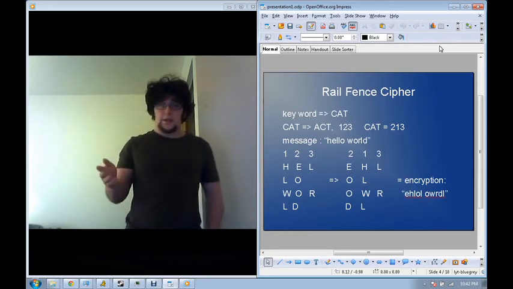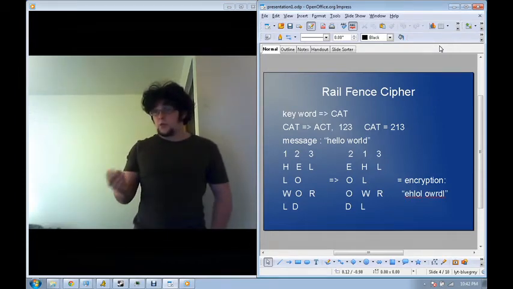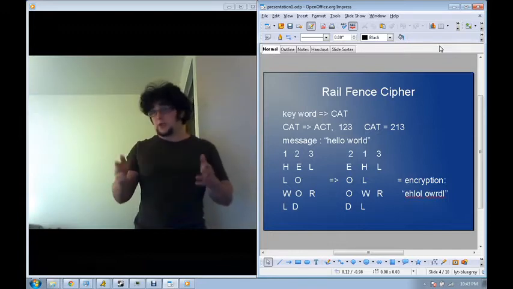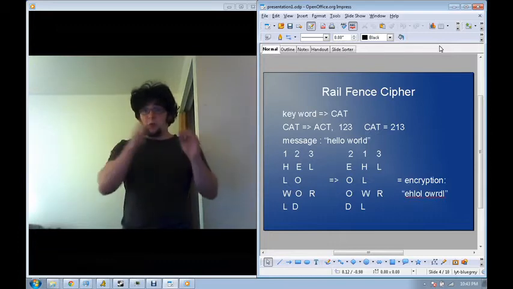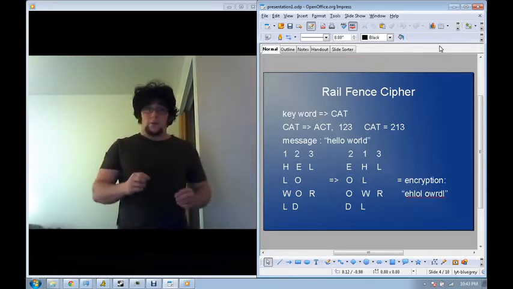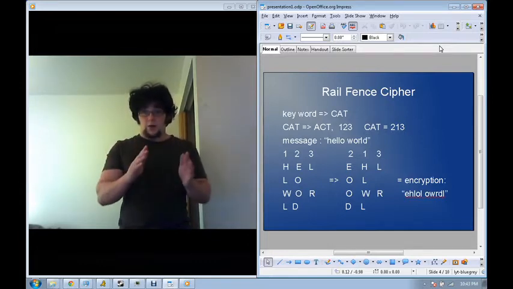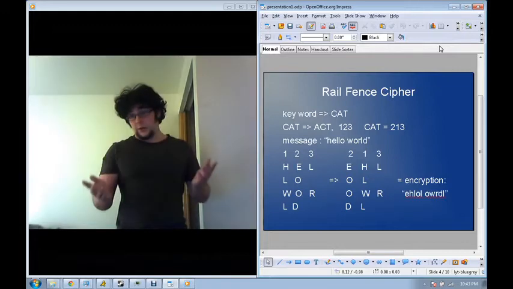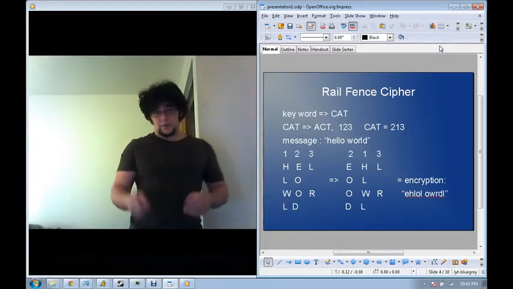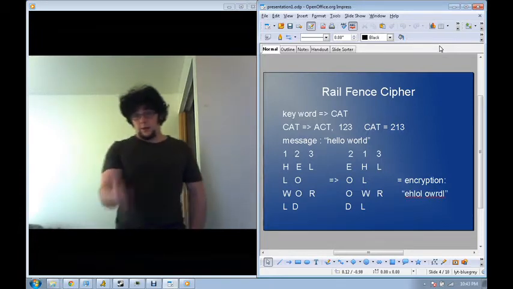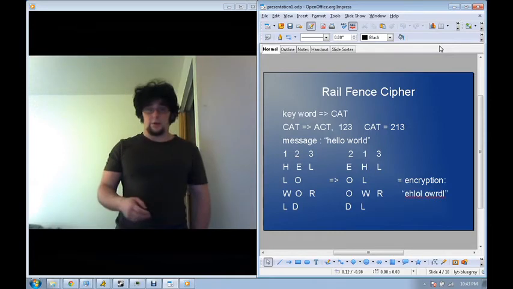So as you can see, the keyword serves two purposes. One, it told people how long the columns had to be, like the dimensions of the grid that you were filling in, and it also told people the ordering of the columns. So we take the keyword cat and we swap out the columns according to however the letters are organized. So as you can see, we swap it out there. And then to get our encrypted message, we just read it again left to right. And here we have the final encrypted message.